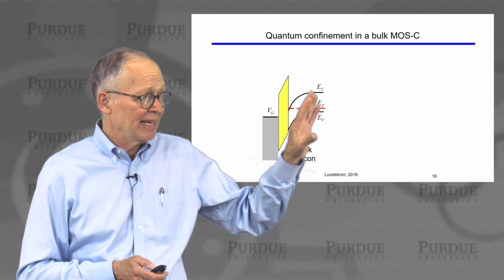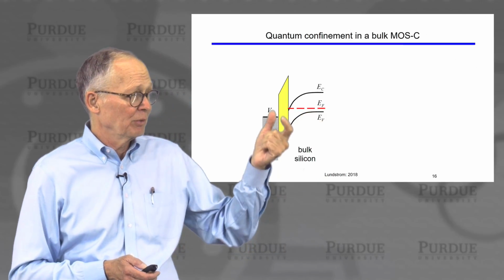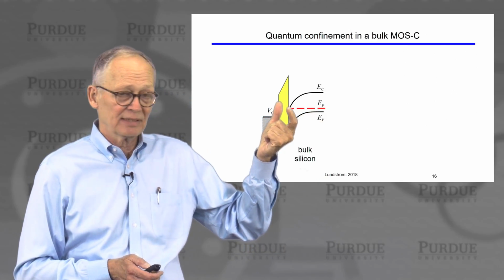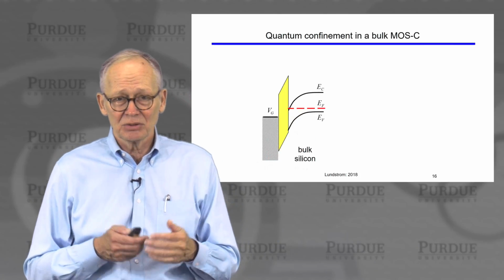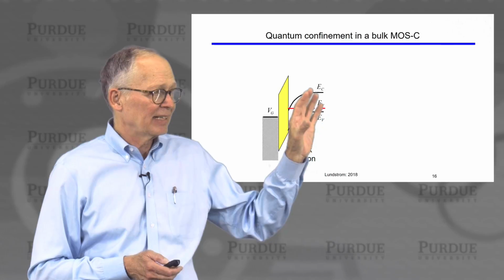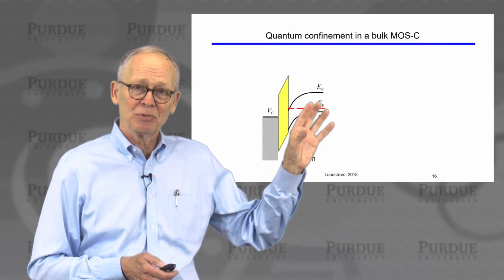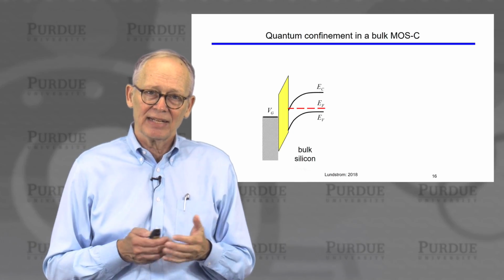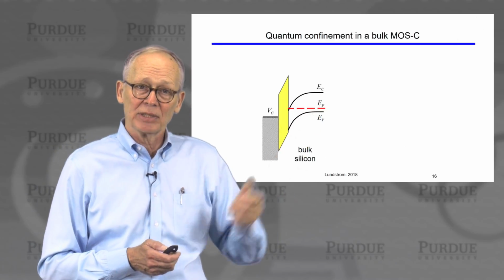Now, I'll point out that actually in the bulk, we do have a quantum well, and if we were more careful, we would consider those electrons in this quantum well as two-dimensional carriers and do the calculation that way. In fact, this is the first place in the 1960s when people began to observe the effects of quantum confinement in semiconductors. It was in these MOS structures.